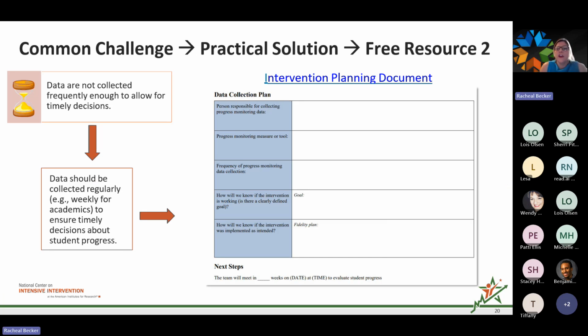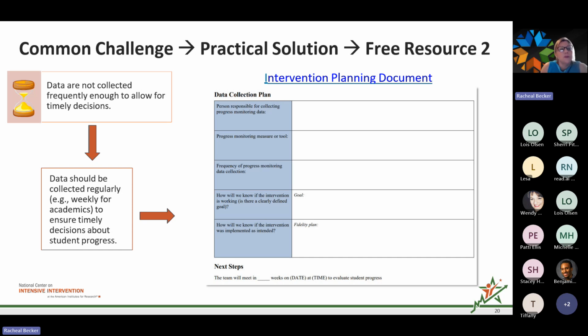Another common challenge is that we might struggle to collect data frequently enough to make timely instructional decisions. For academic progress monitoring, weekly data collection is the standard recommendation. However, as the intervention is intensified, this may need to be increased. We have access to a really useful intervention planning document, which this links directly to.